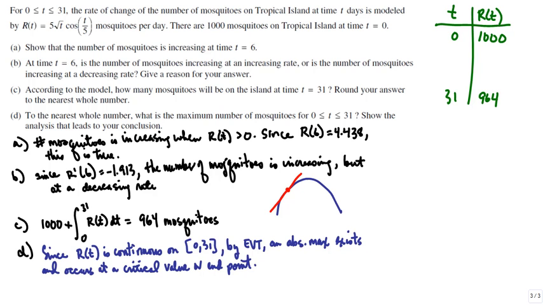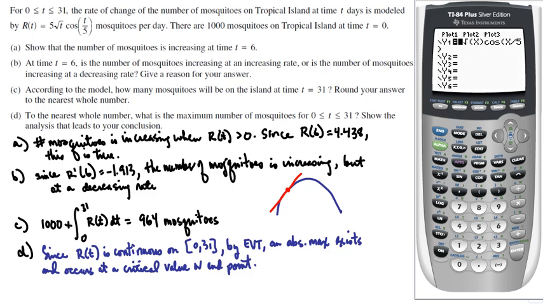What still remains to be seen is whether there are any critical values between 0 and 31. So I'm going to go back to my function, graph it, and look for the zeros. I go to Window. You can see that I have the x values set up from 0 to 35 by 5. That'll cover from 0 to 31. And my y values are set up from negative 10 to positive 10 by 1. I just want to see what's happening around the x-axis. So I graph that, and I'm going to get something like this.